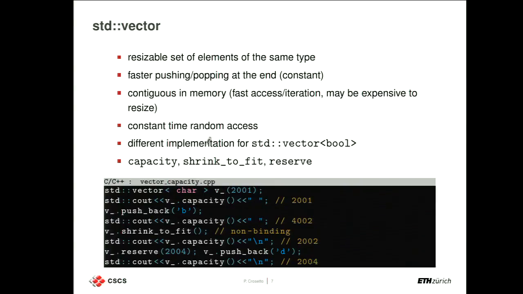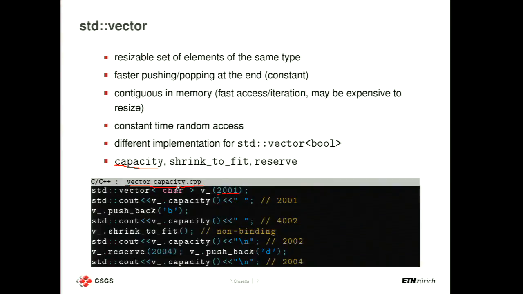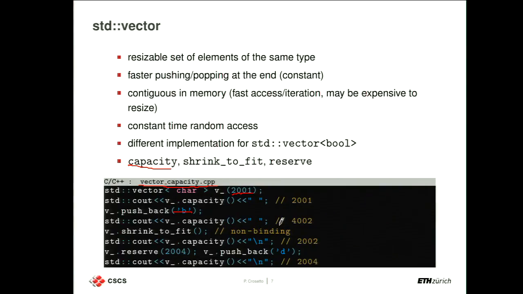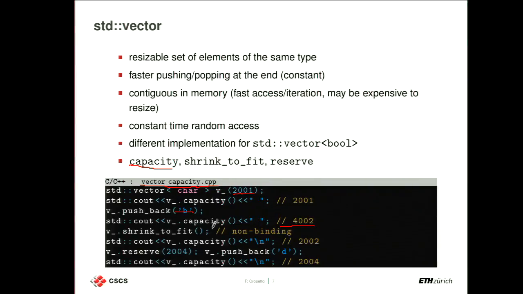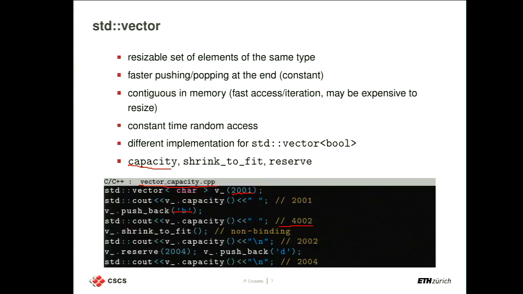You can use capacity to query the capacity of the vector. For instance, you can try to compile this file. Here I define a vector of size 2001. Then I query its capacity: it is 2001. I push back something. Now the capacity is doubled. Why? I just pushed one element. This is because it has a compiler-dependent policy to allocate the memory.